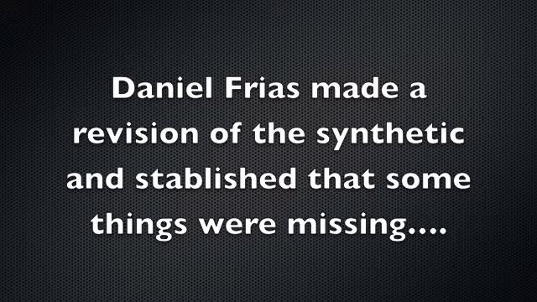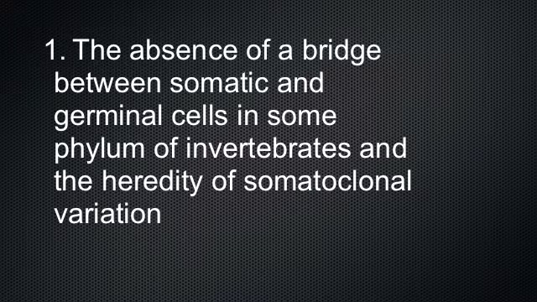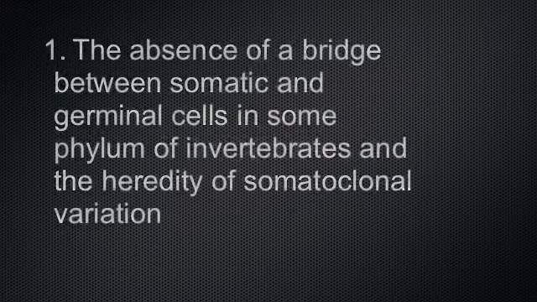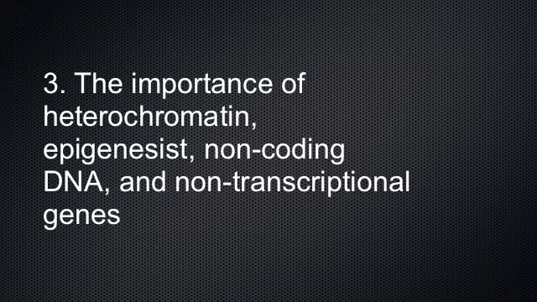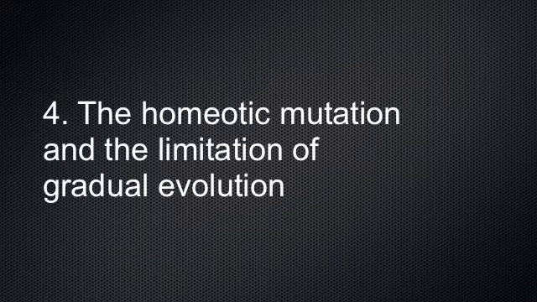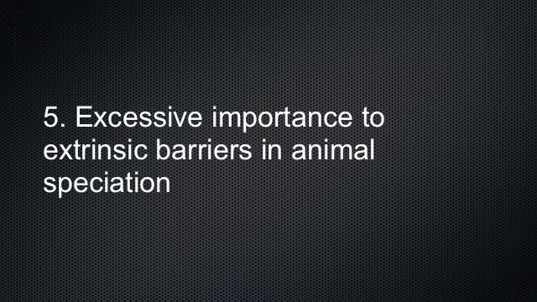Daniel Frias made a revision of the synthetic theory and established that some things were missing. The absence of a bridge between somatic and germinal cells in some phylum of invertebrates and the hereditary of somaticanal variation. Horizontal genetic transferences and the importance of viruses in the host's adaptation and organic evolution. The importance of heterochromatin, epigeneticists, non-coding DNA, and non-transcriptional genes. The homeotic mutation and the limitation of gradual evolution. Excessive importance to extrinsic barriers in animal expectation.